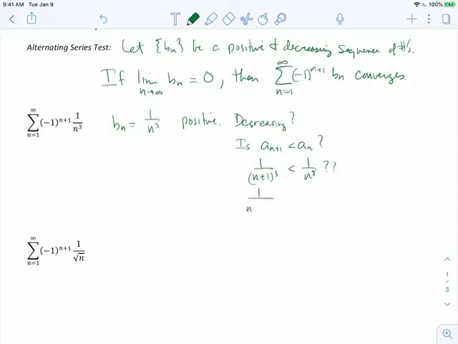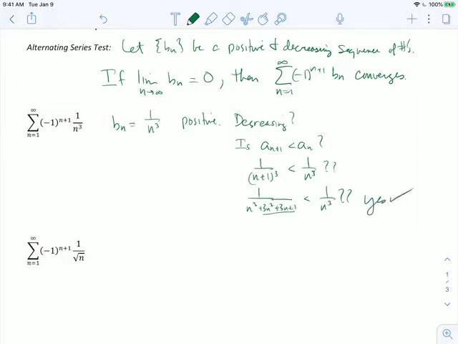Well, I can expand the denominator of the expression on the left. And so I want to ask, is 1 over n cubed plus 3n squared plus 3n plus 1 less than 1 over n cubed? Most definitely. We're adding something positive to this denominator over here, which makes the fraction smaller.